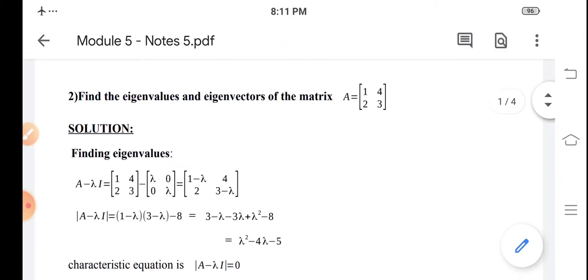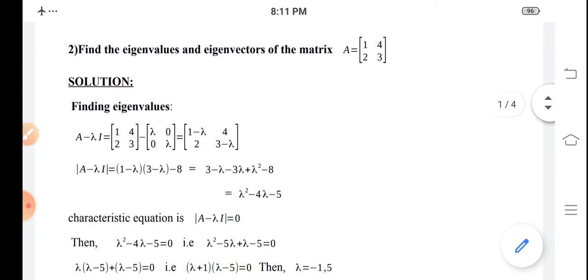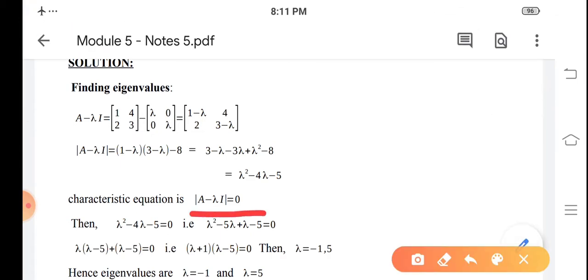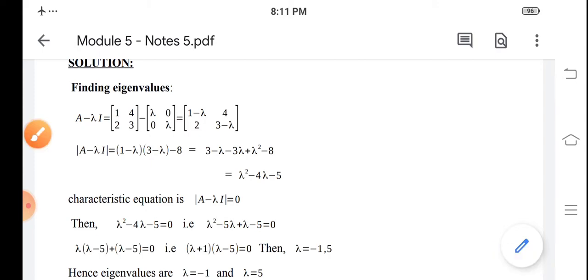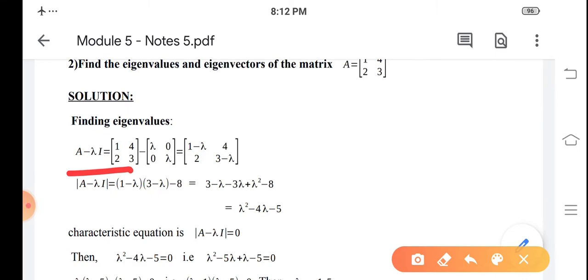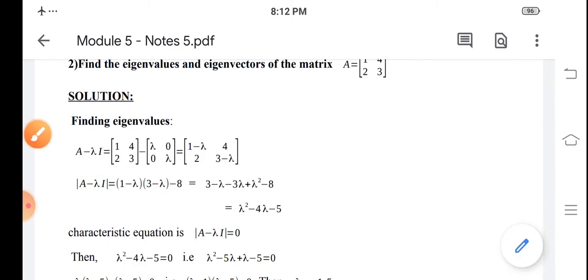First, let us find the eigenvalues. To find the eigenvalues, we require the characteristic equation, that is, determinant of A minus lambda I equal to 0. First we find A minus lambda I, where I is the identity matrix of order 2 because matrix A is of order 2.